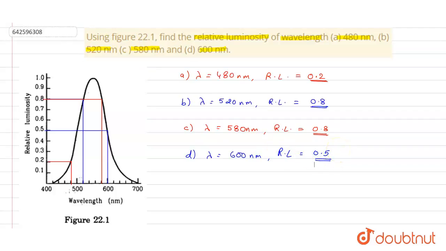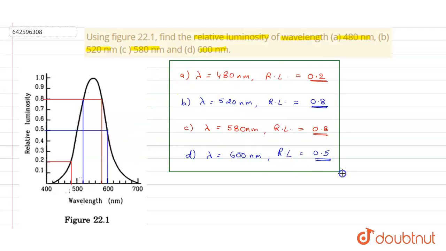So when the wavelength is 480 nanometers, our relative luminosity is 0.2, and when the wavelength is 520 nanometers, the relative luminosity is 0.8. When the wavelength is 580 nanometers, our relative luminosity is again 0.8, and when the wavelength is 600 nanometers, our relative luminosity is 0.5. I hope this cleared your doubt.